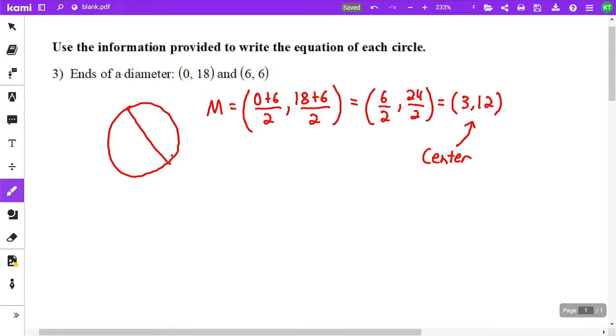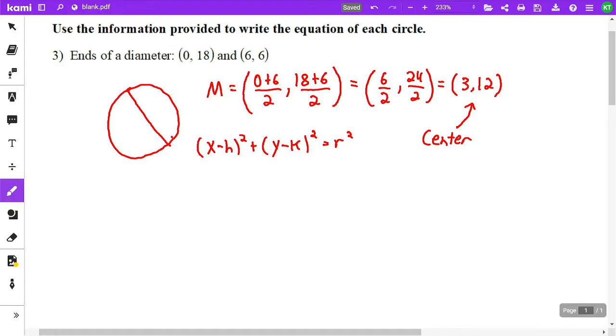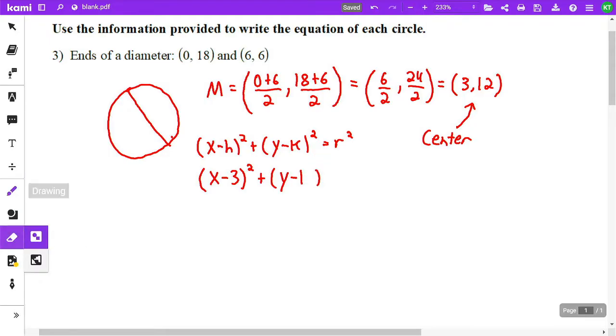Now, I'm going to go ahead and plug this into our standard form of a circle equation. Just for reference, that would be (x - h)^2 + (y - k)^2 = r^2. So we only know our center point right here. So let's go ahead and plug that in: (x - 3)^2 + (y - 12)^2 = r^2.